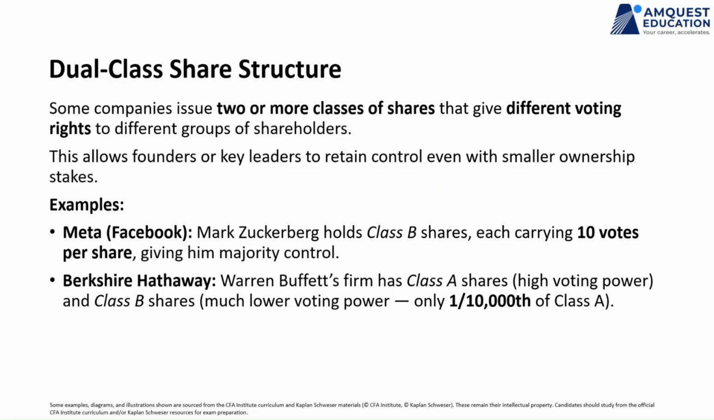Now there is also what is called a dual class structure. A lot of companies offer multiple classes of shares. It's not necessarily only in the US. Across different geographies, you will find multiple classes of shares. So some companies issue two or more classes of shares that give different voting rights to different groups of shareholders. The classes of shares vary in terms of their rights and preferences. The rights and preferences change between each category of share.